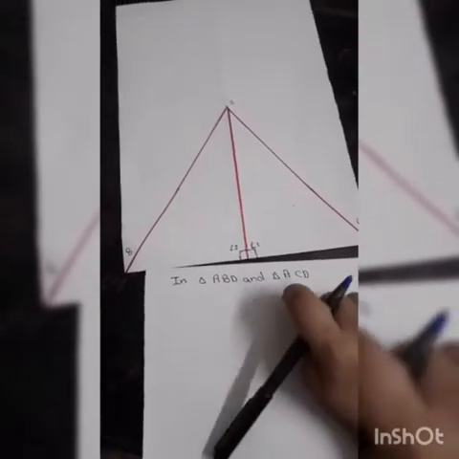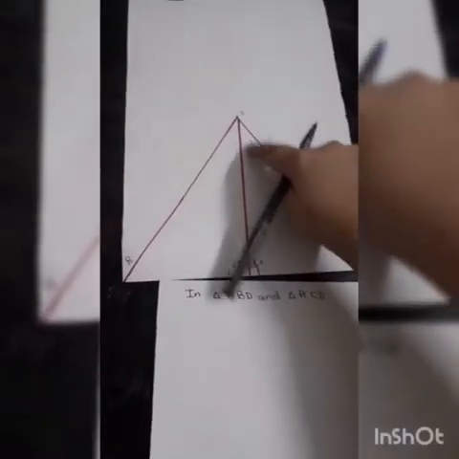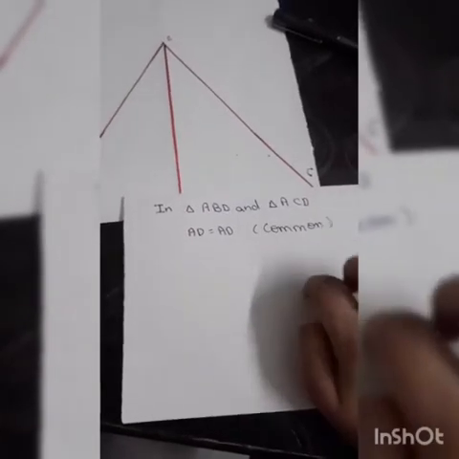So now we will be proving the congruency of triangle ABD and triangle ACD. We know that AD is common in both the triangles. So we can write AD equals AD as it is common. Now we have proven that angle 1 and angle 2 both are 90 degrees. So we can write that angle 1 is equal to angle 2, 90 degrees. Now as AD bisects BC, BD would be equal to DC.